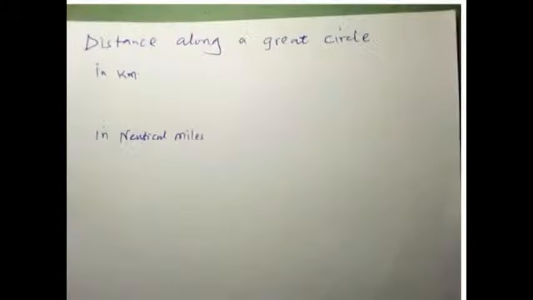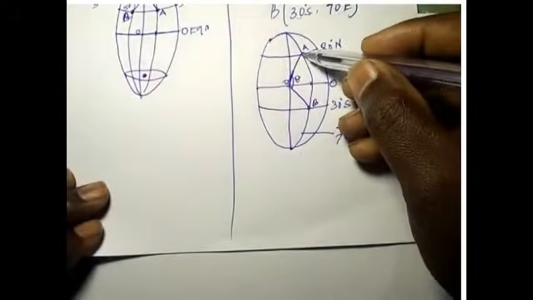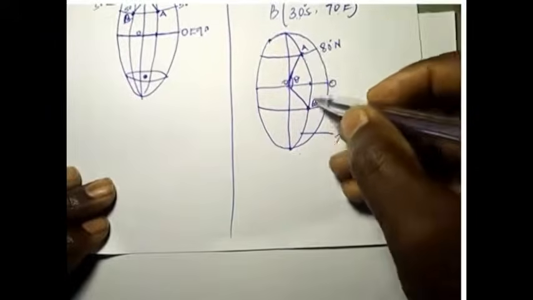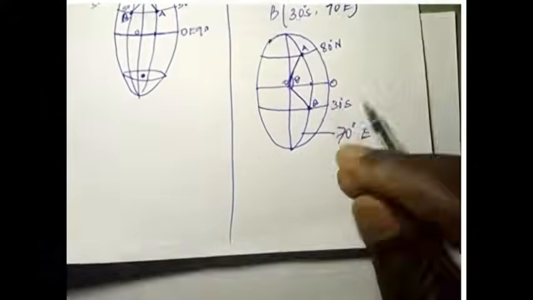So distance along a great circle. We can calculate the distance. For example, the distance from A to B is the arc length of this point A and this one. How do we calculate the arc length?